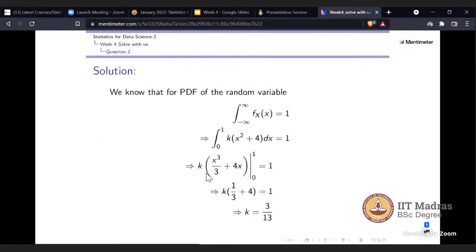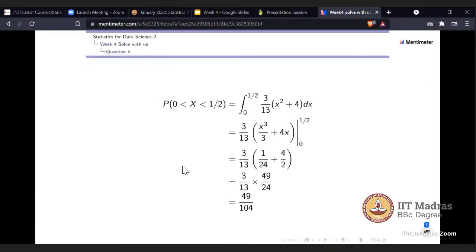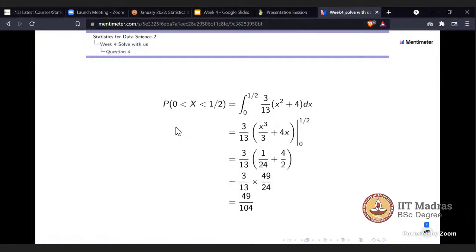In your solution, please show the answer first. This is your answer, 0 to half only. Minus infinity to 0 is always 0, right? It is 0, otherwise it is 0, and greater than 1 by 1 is also 0. So this part is clear.